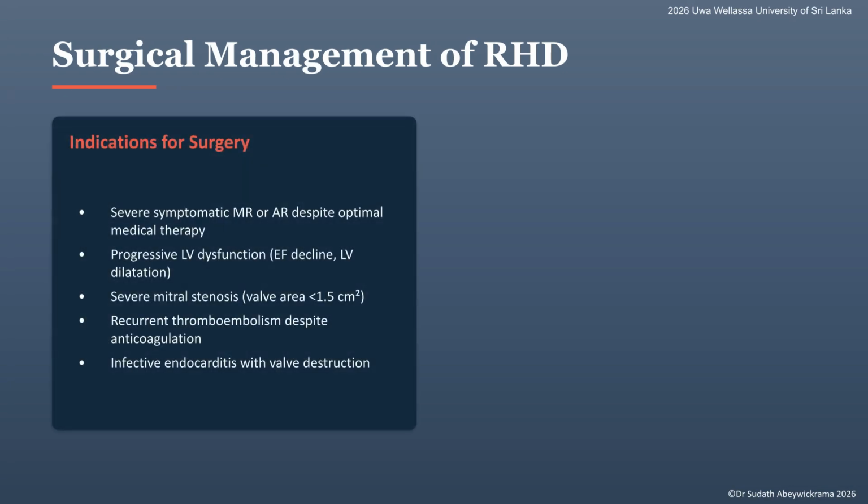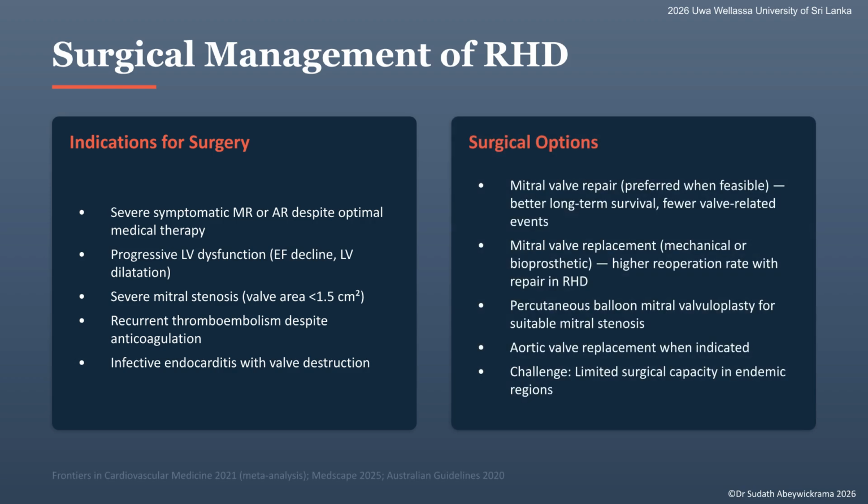Surgical management is indicated for severe symptomatic valve lesions or progressive heart dysfunction. Options include mitral valve repair, which is preferred when feasible, or valve replacement. Percutaneous valvuloplasty is an option for suitable mitral stenosis. A major challenge is limited surgical capacity in high-burden regions.